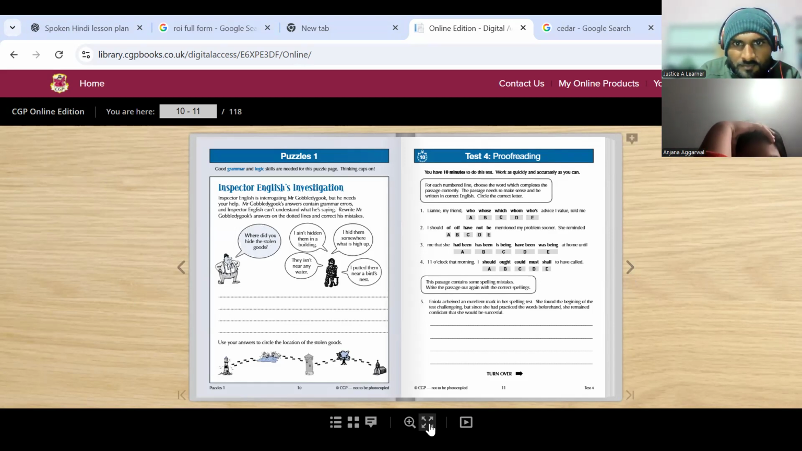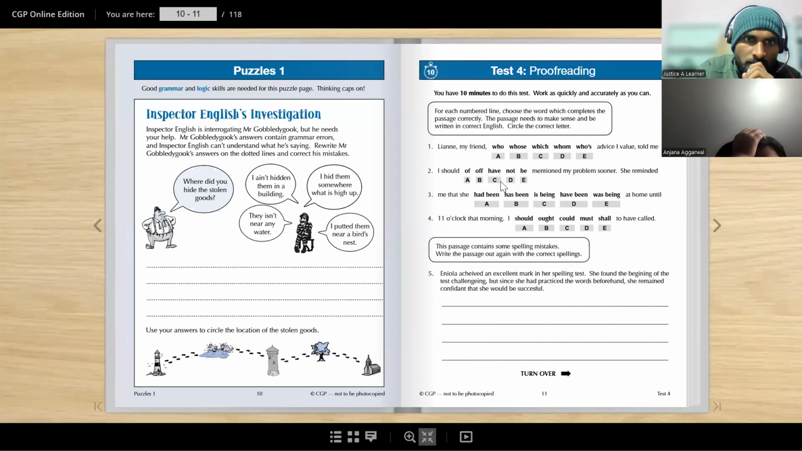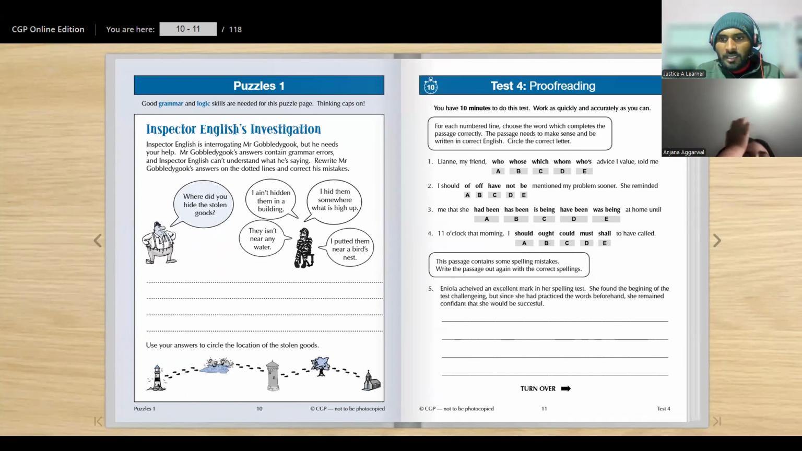Okay. Let me take the screenshot. Wait a moment. So this is what you can do in your homework, okay? Yeah. All right. And any other doubt in homework or anything?